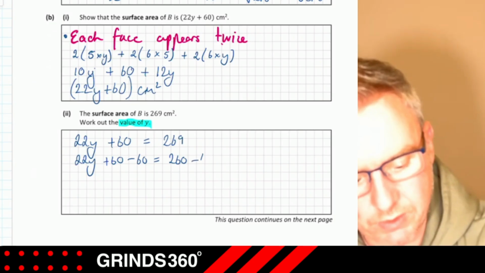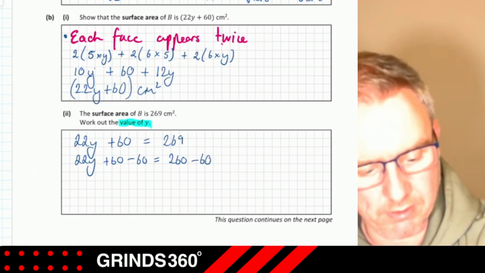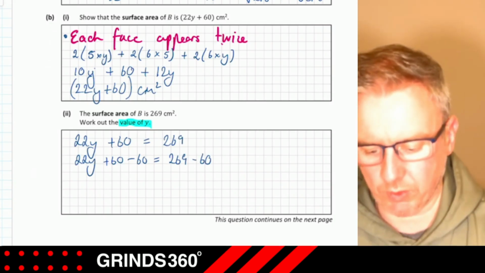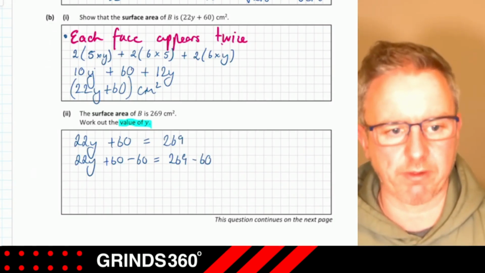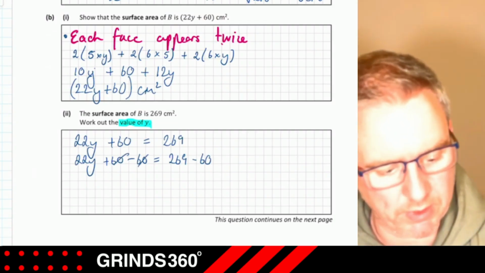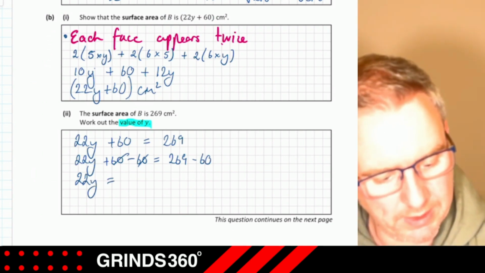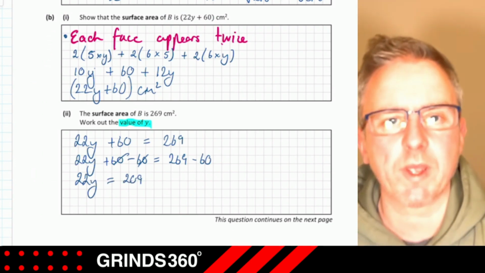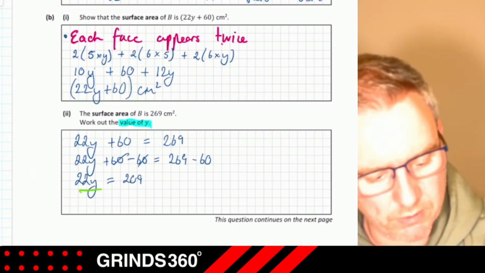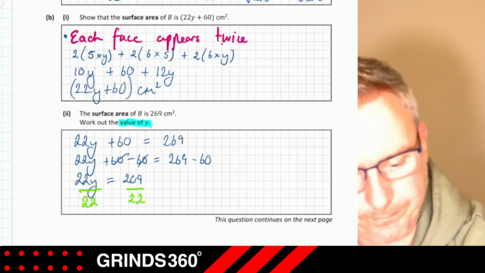Remember, whatever you do to the left hand side, you must do it to the right hand side. That's the rule for equations. Sorry, that should be 269 minus 60. Okay, so whatever I do to the left, I must do to the right. So I took 60 away from the left hand side, so I had to take it away from the right hand side. It has to balance, okay, it's an equation. So that leaves me with 209. Now 22y is equal to 209. How do I get that y on its own? Divide both sides by 22.